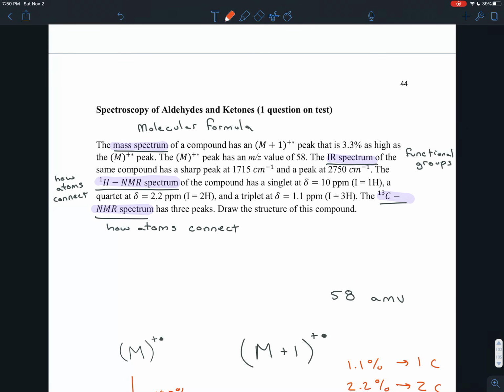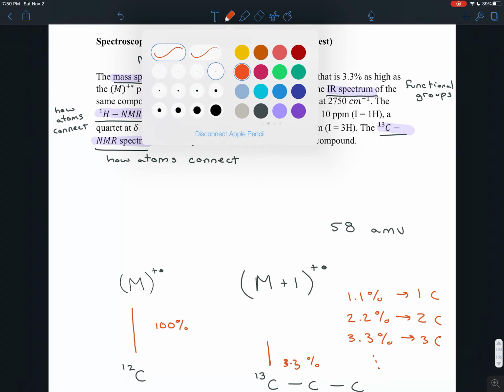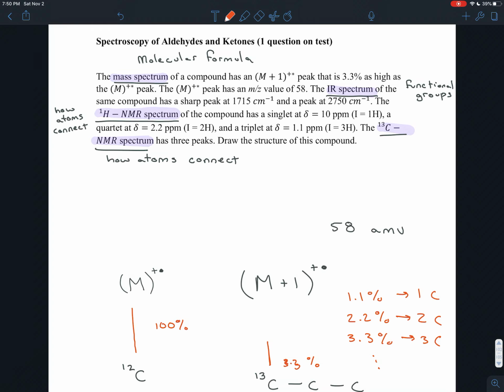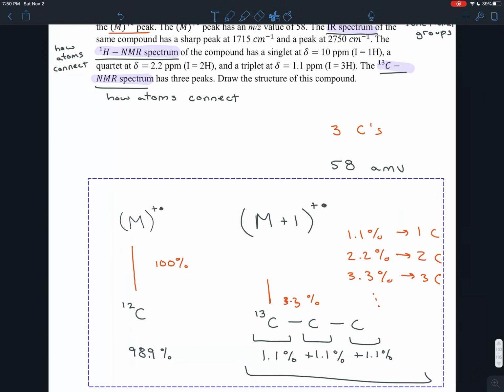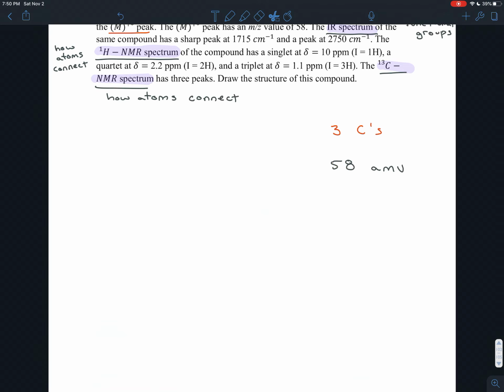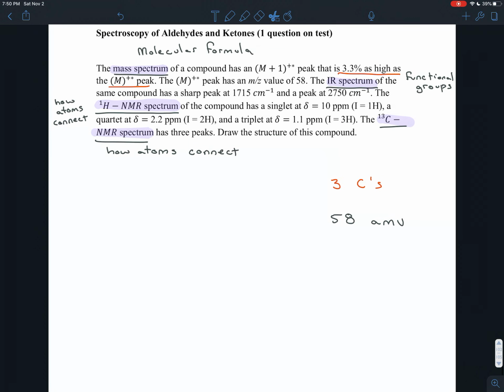Now here it says that the compound has an M+1 peak that is 3.3% as high as the molecular ion peak. That means that we have 3 carbons. Okay, so we've gotten the information that's useful from the mass spectrum. We've gotten the number of carbons and the overall mass that we need for the molecule.